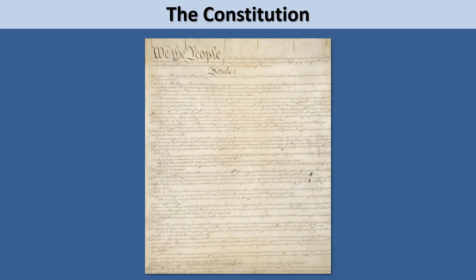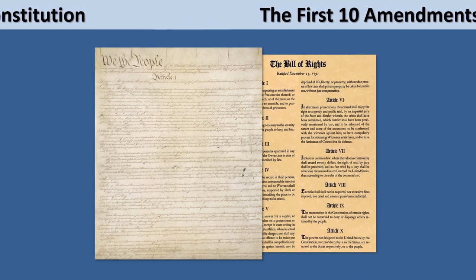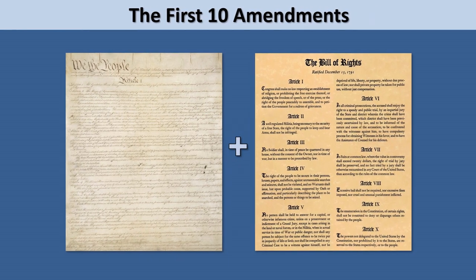It is especially important for citizens and residents of the United States to know about the first 10 amendments to the Constitution. This section of the supreme law of the land contains many rules meant to protect people living in this country from having their basic rights taken away by the government.